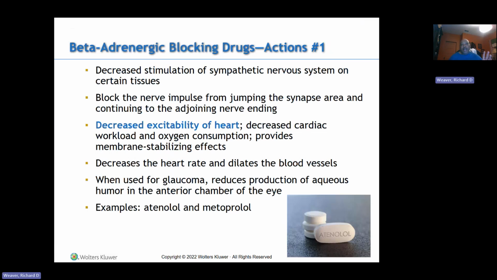So remember, we just talked about the alpha adrenergic blocking agents. So that's the blood vessels in particular. Here we're talking about beta adrenergic blocking drugs. And of course, we're talking mostly in this case, we're dealing with the heart, right? There's decreased stimulation of the sympathetic nervous system on certain tissues, of course. It blocks the nerve impulse from jumping this synapse area and continuing to the adjoining nerve ending.